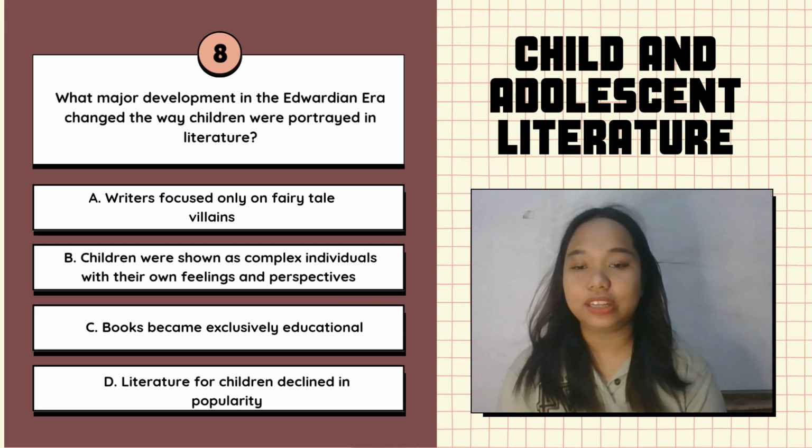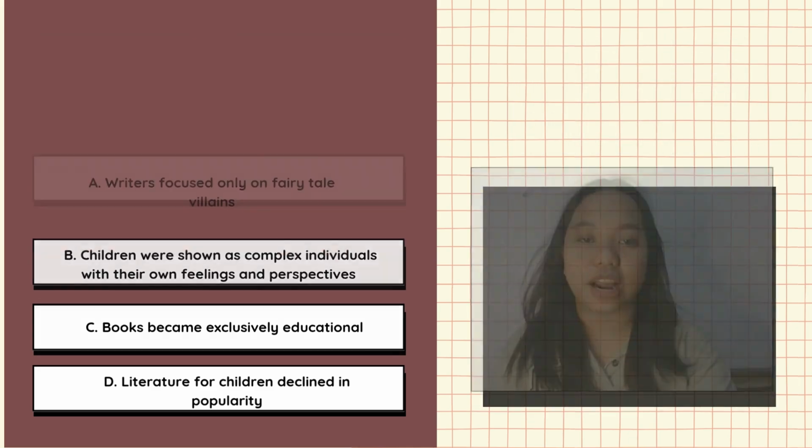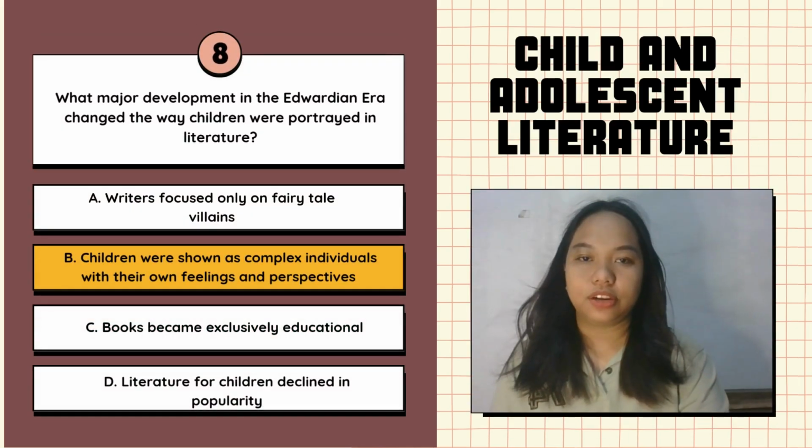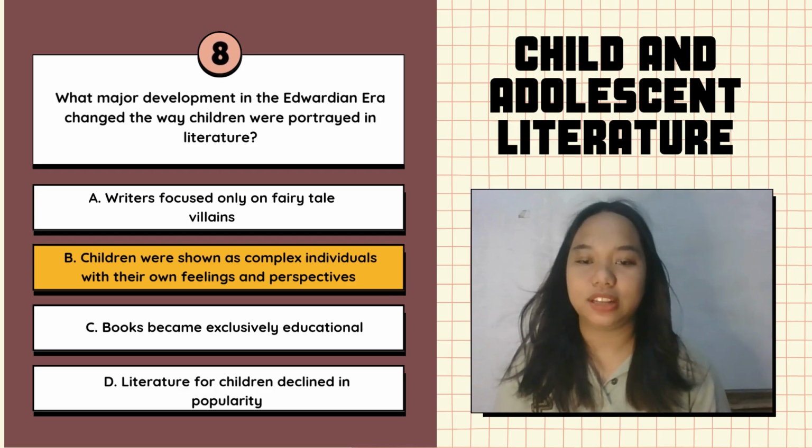And lastly, letter D, literature for children declined in popularity. The correct answer is letter B. Children were shown as complex individuals.